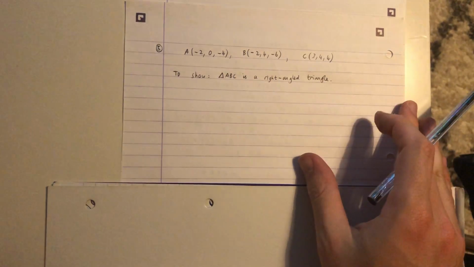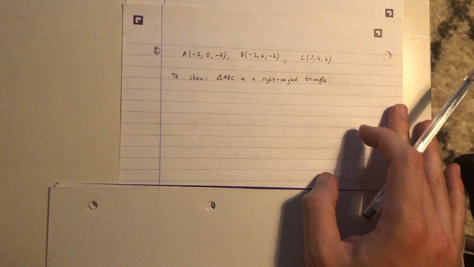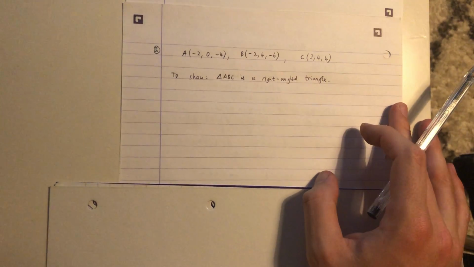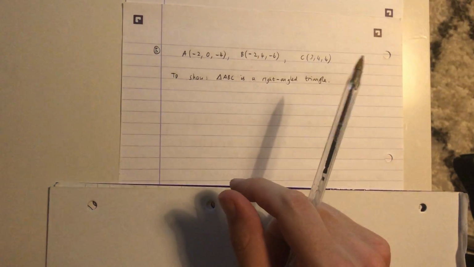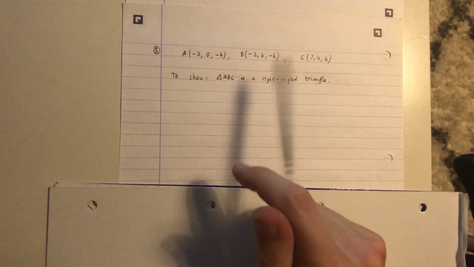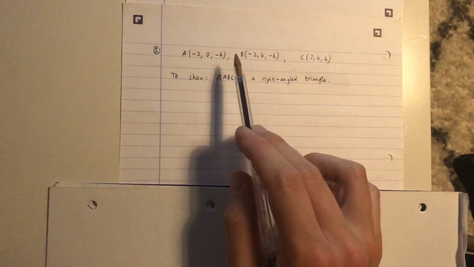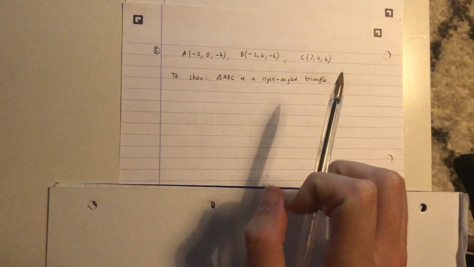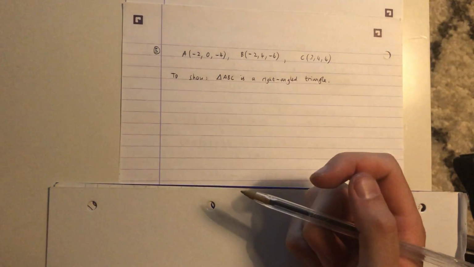So question 5, we've got 3-dimensional coordinates, A, B, and C. And you're asked to show that the triangle formed when you join A, B, and C is a right-angled triangle. So there's a few ways you can do this. You could think of it in terms of the gradients of the lines AB, AC, and BC, and the properties about perpendicular lines and their gradients.